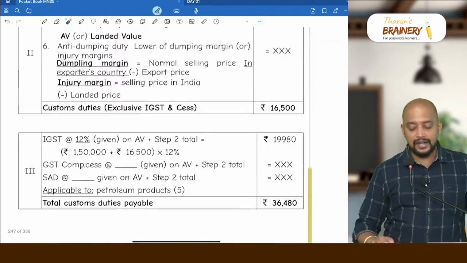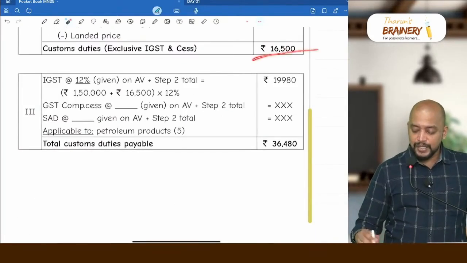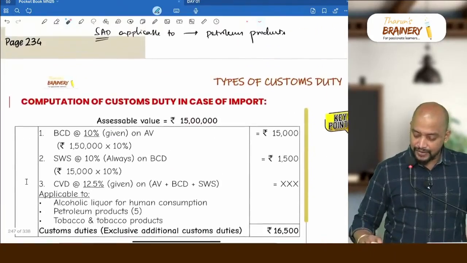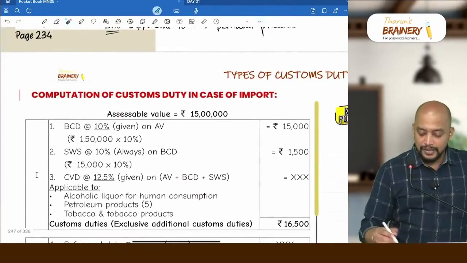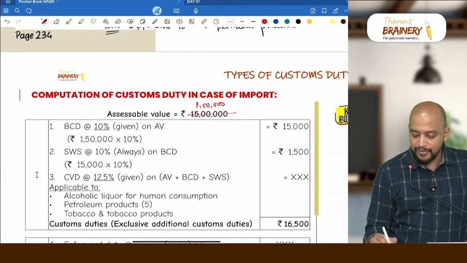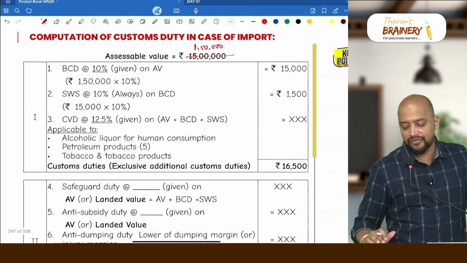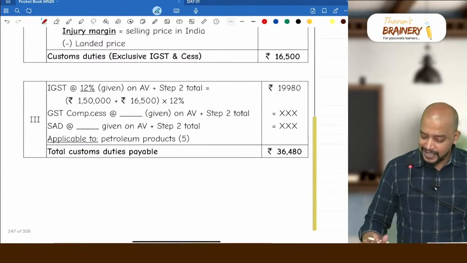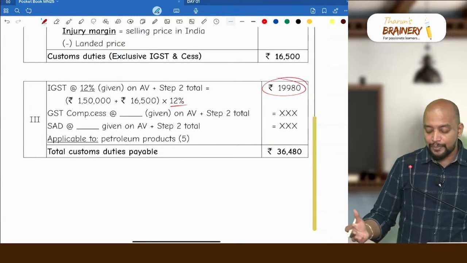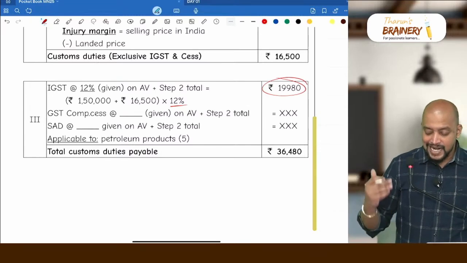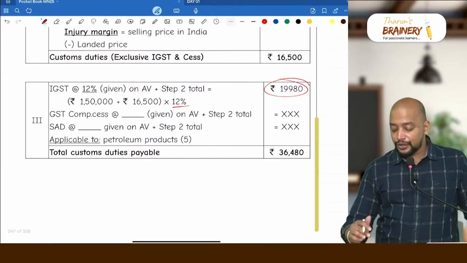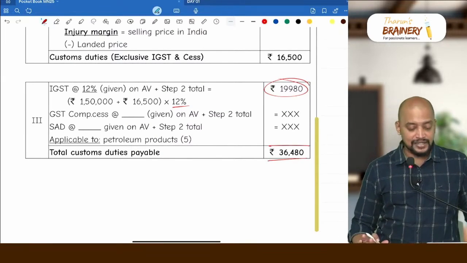That is 16,500. What is assessable value? 15 lakhs, plus 16,500 into 12%. Assessable value is not actually 15 lakhs, it is 1,50,000, because if you see the basic customs duty is computed as 15,000. So 1,50,000 plus 16,500 at 12% comes to 19,980, and compensation cess will also be computed the same way, and SAD also will be computed the same way, but SAD is applicable right now only for petroleum products. Now when you add all these things, that will be called the total customs duty payable.